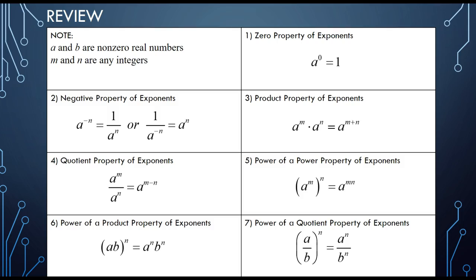So, to review, these are the properties of exponents that we have been looking at in this particular unit. And there are 7 of them, and what we're going to be doing is using a combination of these to simplify expressions.